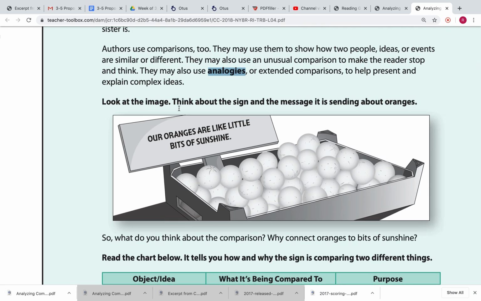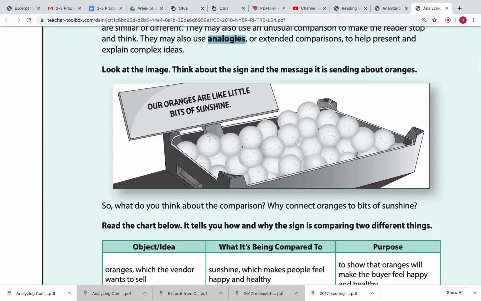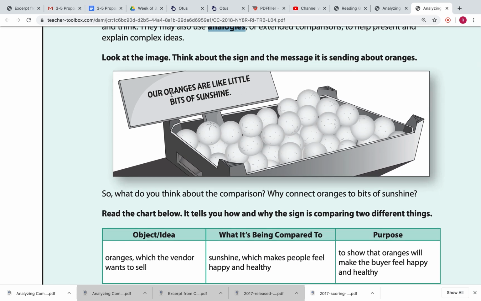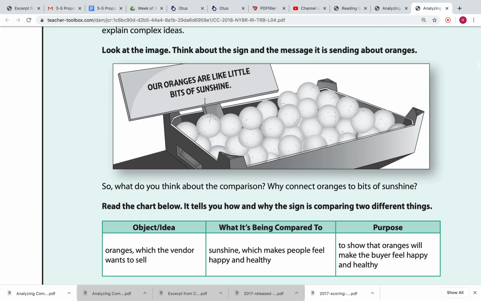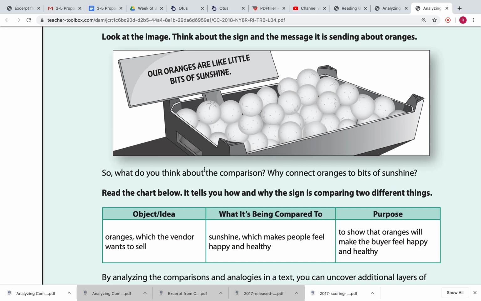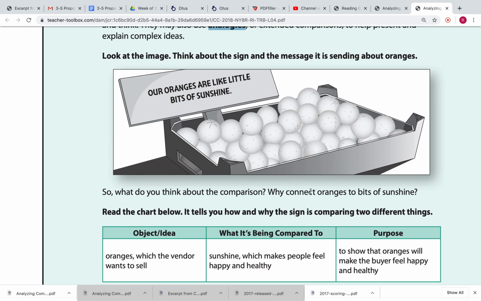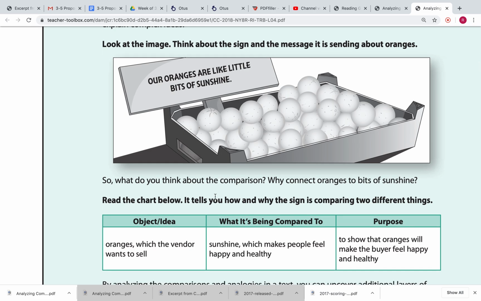Let's look at the image and think about the sign and the message it is sending about oranges. The sign says, "Our oranges are like little bits of sunshine." So, what do you think about the comparison? What connects oranges to bits of sunshine? Let's look at the chart below, and it tells you how and why the sign is comparing two different things.